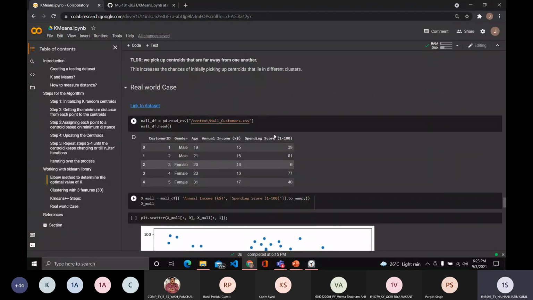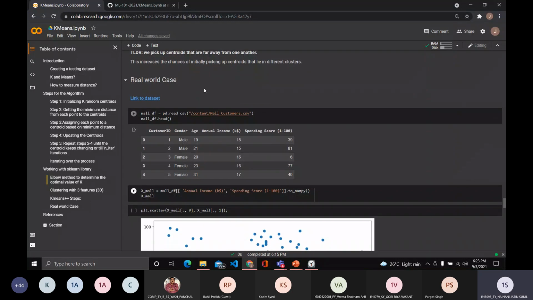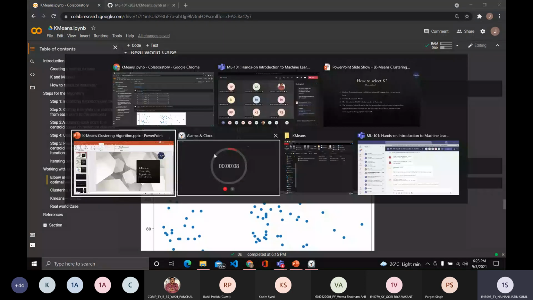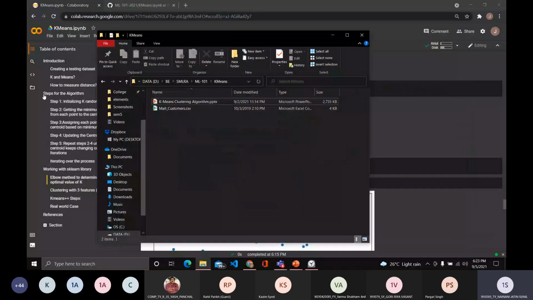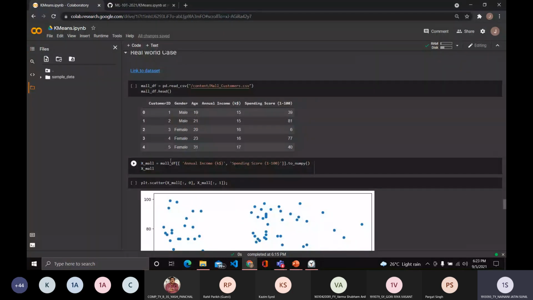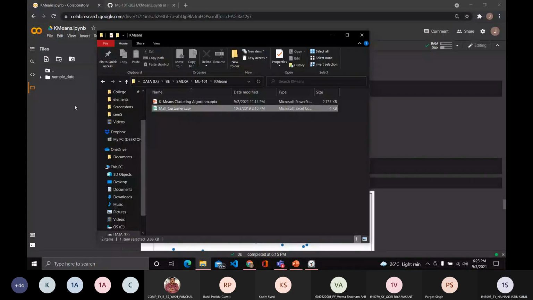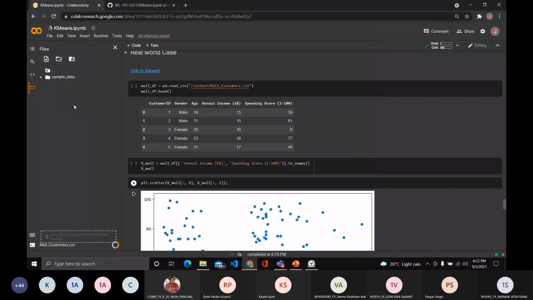That's the end of the code from scratch and theory part. We're going to be working with a real world case here quickly. By the time I upload the data set, people can ask any doubts that they have. The link to the dataset is here. You can just download it by clicking this link.